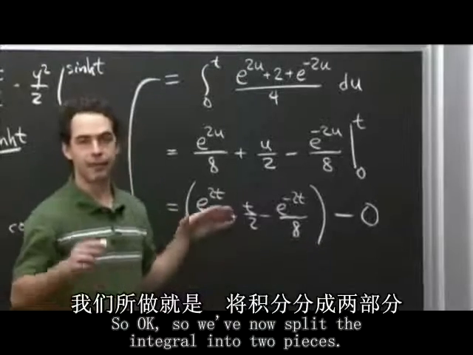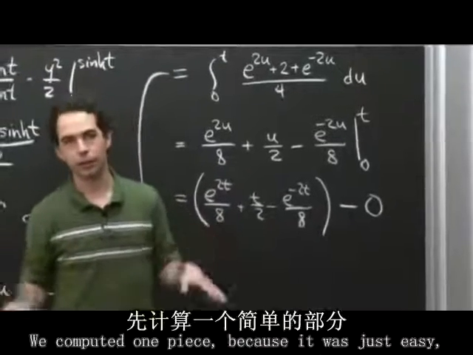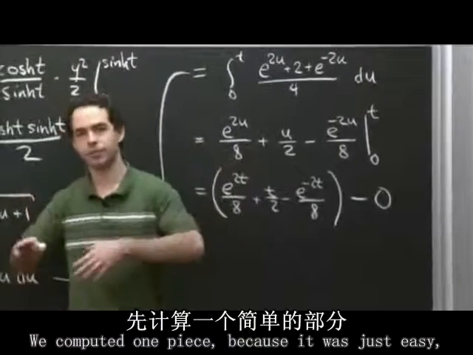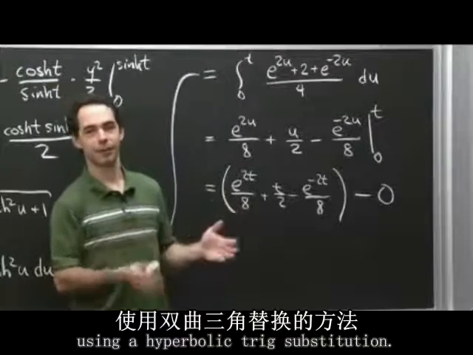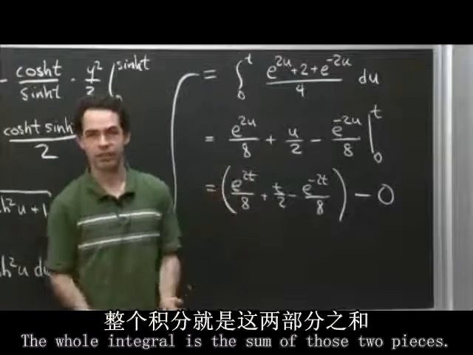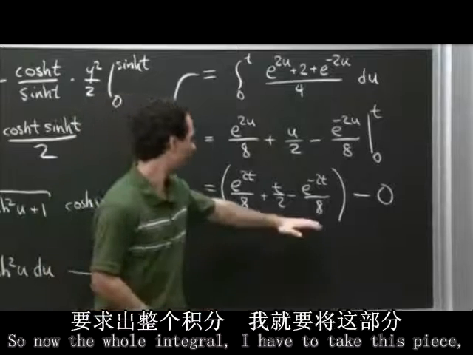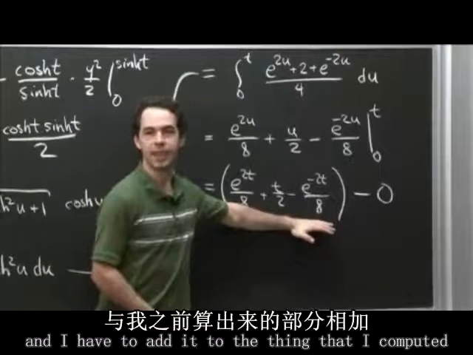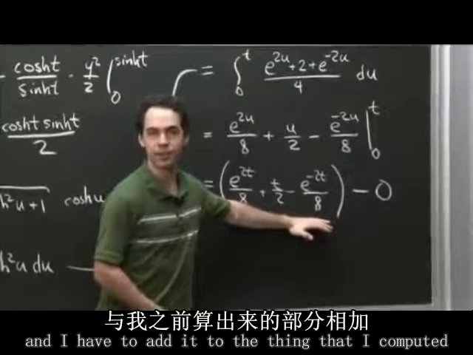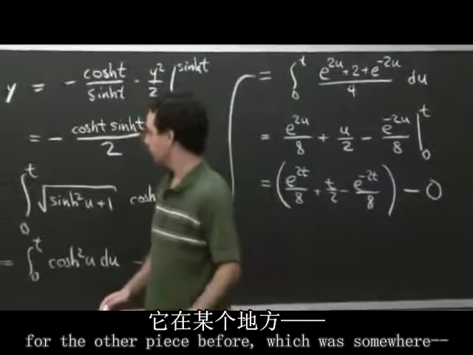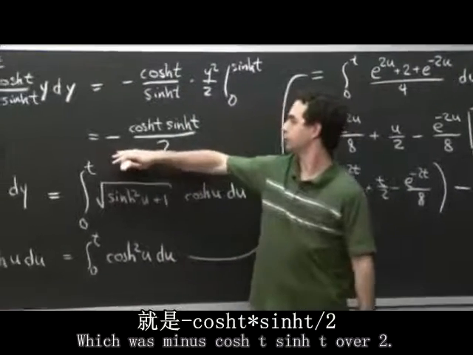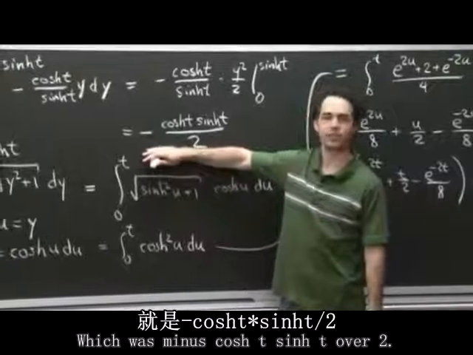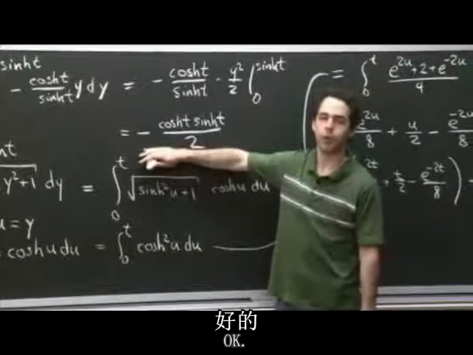So we've now split the integral into two pieces. We computed one piece because it was just easy; we were integrating a polynomial. We computed the other piece, which was more complicated, using a hyperbolic trig substitution. The whole integral is the sum of those two pieces. So now I have to take this piece and add it to the thing that I computed for the other piece before, which was minus cosh t sinh t over 2.